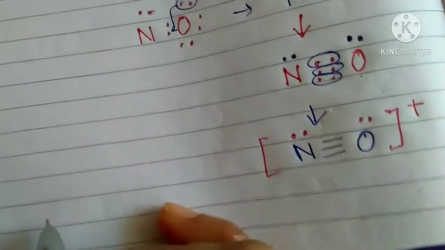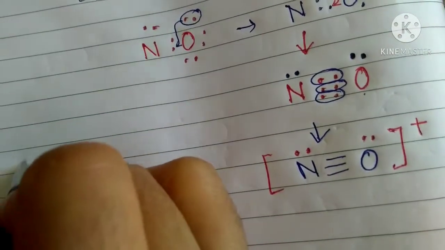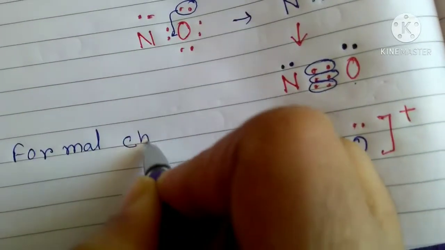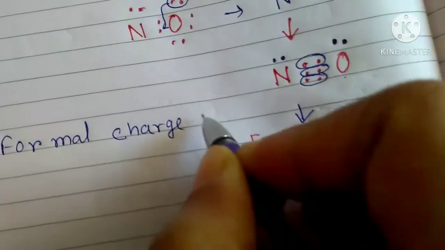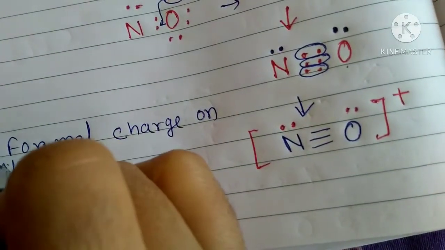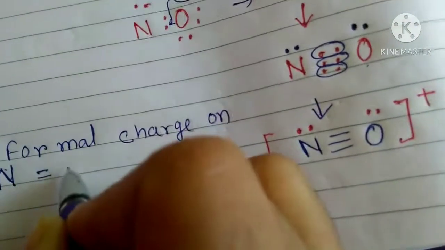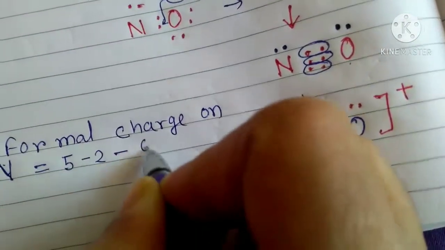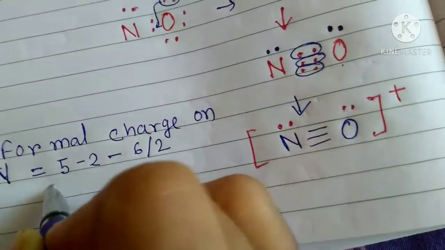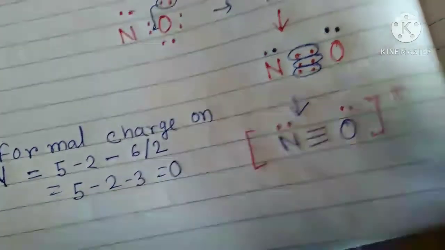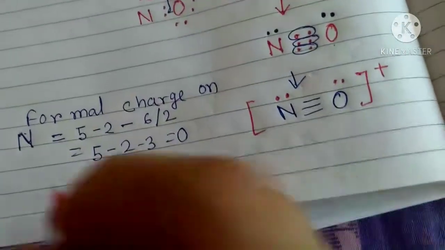Check the formal charge. So the formal charge on nitrogen is 5 minus 2 non-bonding electrons minus 6 bonding electrons by 2, equal to 5 minus 2 minus 3, is equal to 0, which is best.